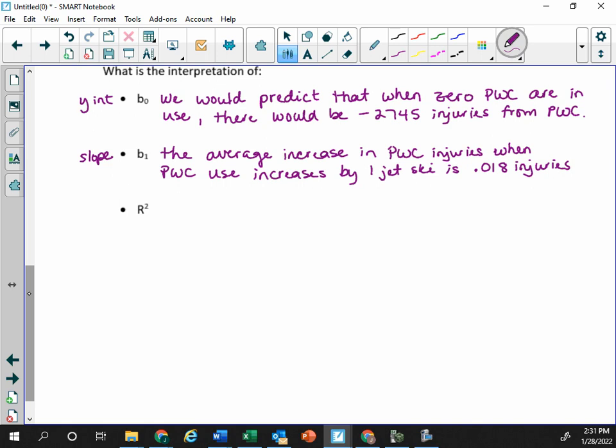All right, we doing okay? Does that one make sense? Not can you write it on your own yet, but are you getting what I'm saying? Okay, and then the r squared value.